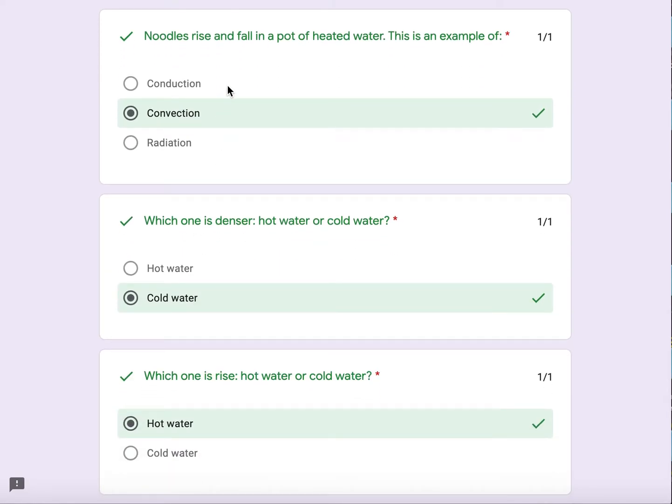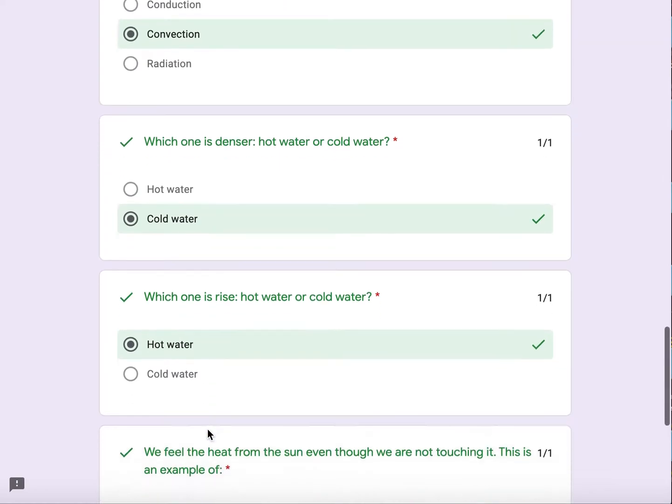Noodles rise and fall in a pot of heated water. This is an example of convection. What is convection? Within convection, we can see cold water. Again, the molecules are more packed together, making it more dense, so it will sink. Hot water, on the other hand, the molecules are more spread out, they're less packed together, they're less dense, and the hot water will go up.